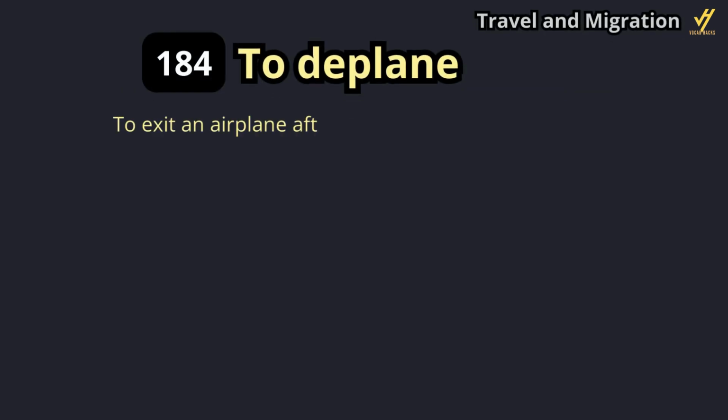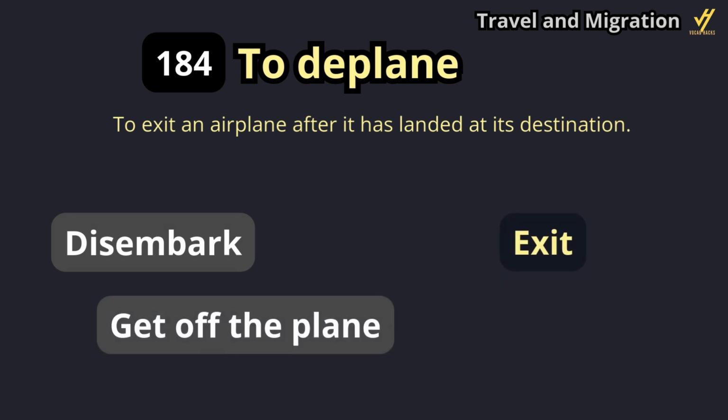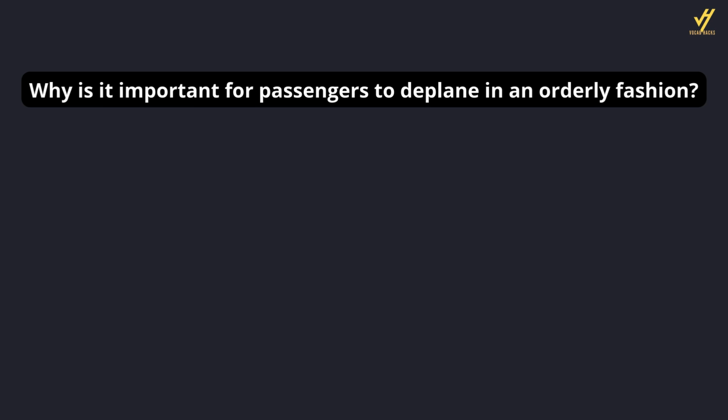To deplane. To exit an airplane after it has landed at its destination. Disembark. Exit. Get off the plane. Alight the aircraft. Why is it important for passengers to deplane in an orderly fashion?